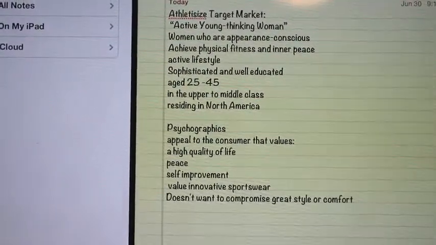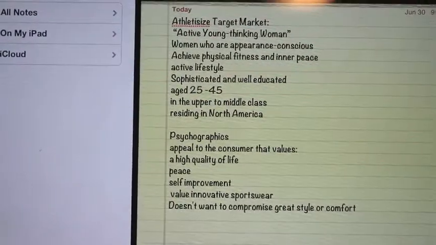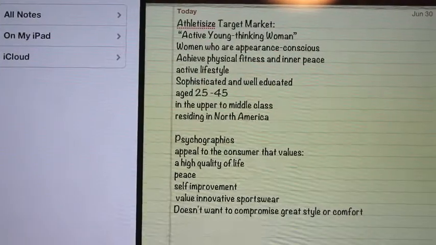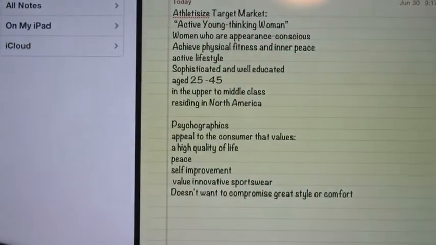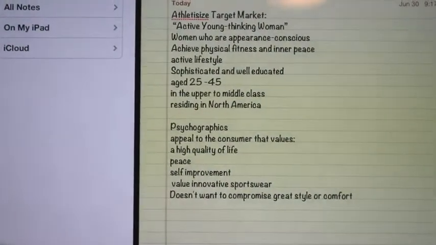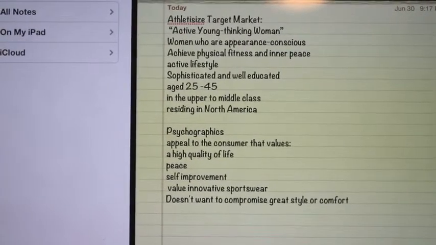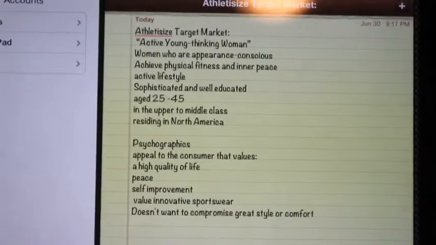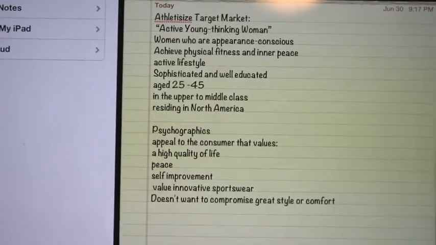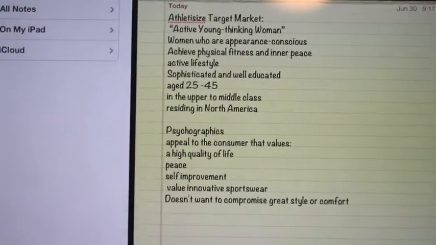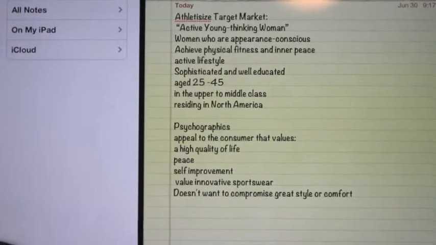Psychographics are also important because we want to think about the appeal to the customer that they value. So essentially, their values fall into a high quality of life, peace, self-improvement. They value innovative sportswear, and they don't want to compromise on great style or comfort. This product line is really meant to make them feel fantastic, whether they are working out or heading to work out, or even if they're just walking around town, because they feel comfortable not only in their apparel but also in how they look in it.